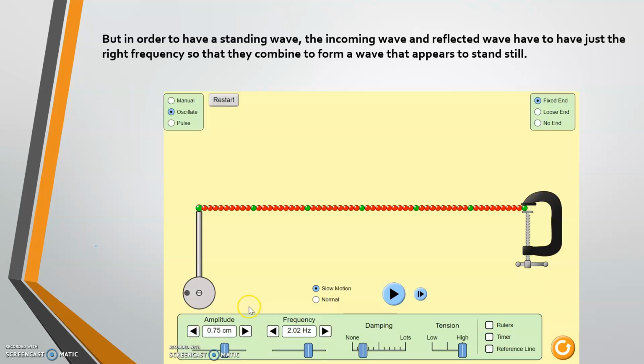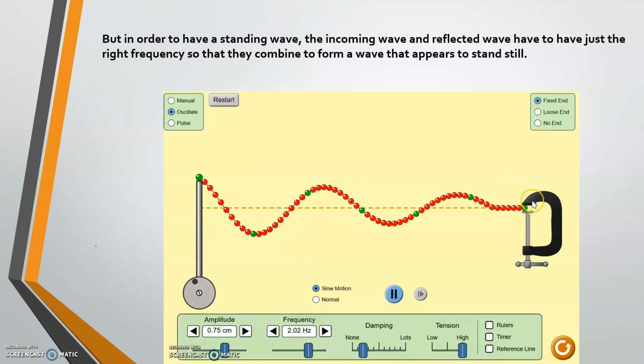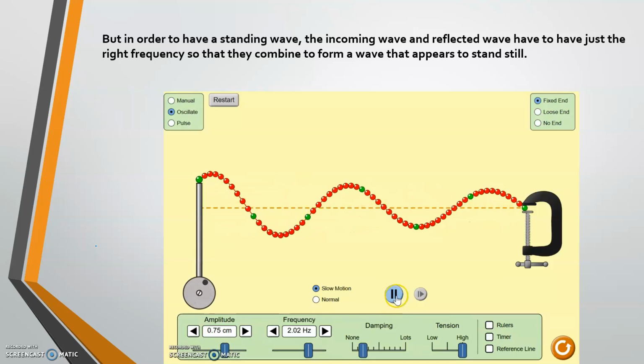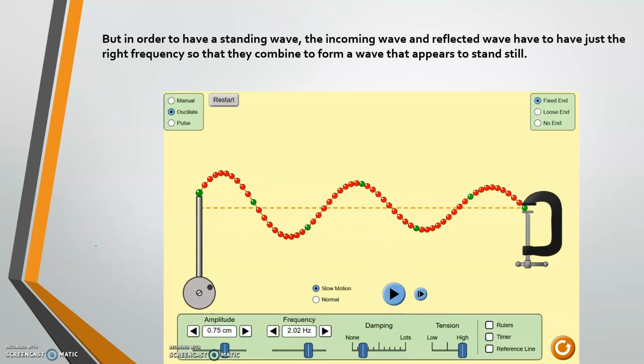But in order to have a standing wave, the incoming wave and the reflected wave have to have just the right frequency so that they combine. So in this simulation, I created an oscillating wave. I'm sending the wave to the right, and as it gets to the fixed end, it gets reflected back down. And it gets reflected at the exact same frequency. So the same frequency is being applied by the oscillator and by the fixed end, so it appears to have a standing wave.